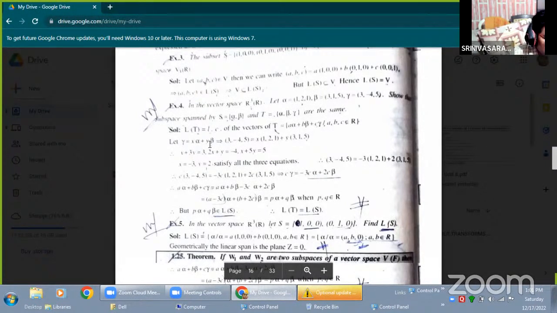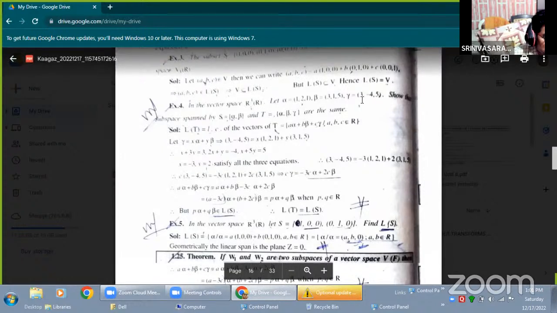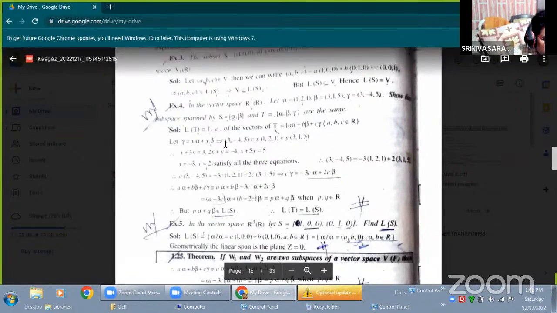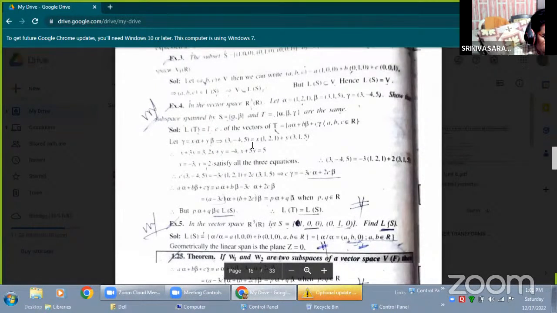Suppose the third vector gamma can be written as a linear combination of the other two vectors: X alpha plus Y beta. The gamma value is (3, -4, 5) equal to X times alpha, which is (1, 2, 1), plus Y times beta, which is (3, 1, 5). Arranging the elements, we get X plus 3Y, 2X plus Y, and X plus 5Y, which are equivalent to the gamma vector (3, -4, 5).